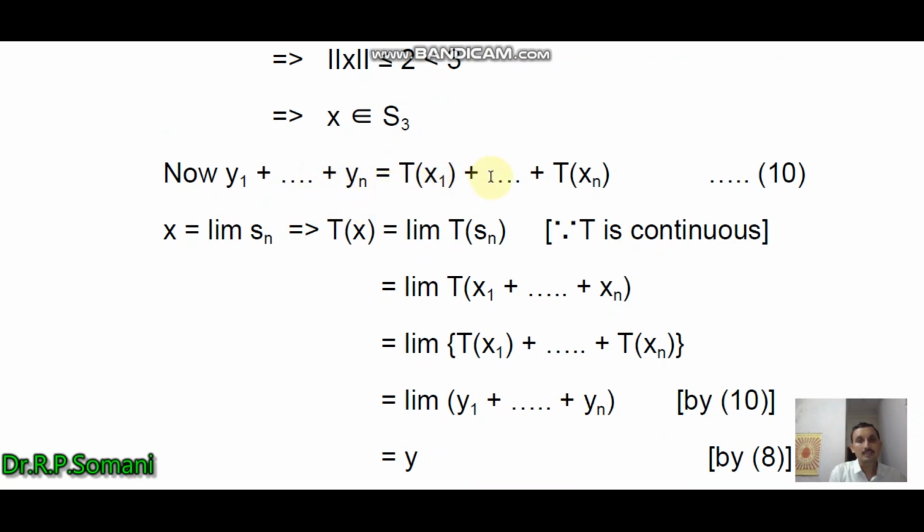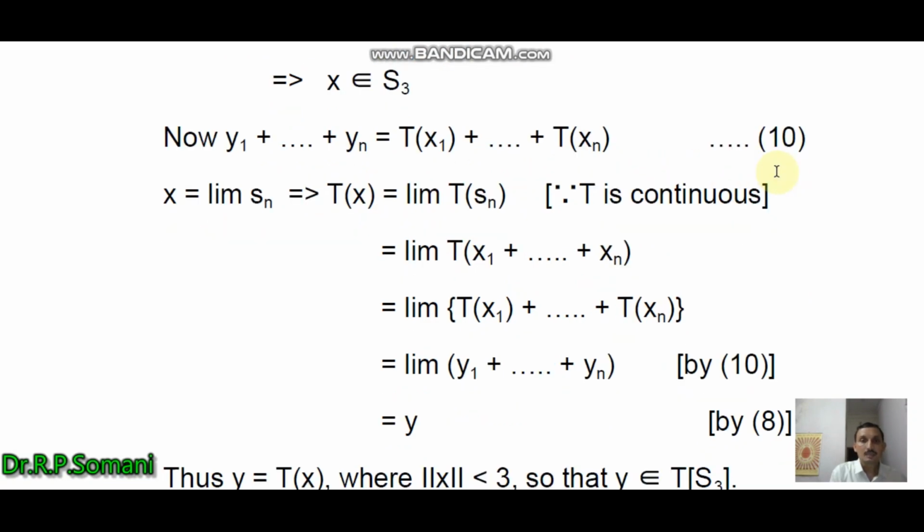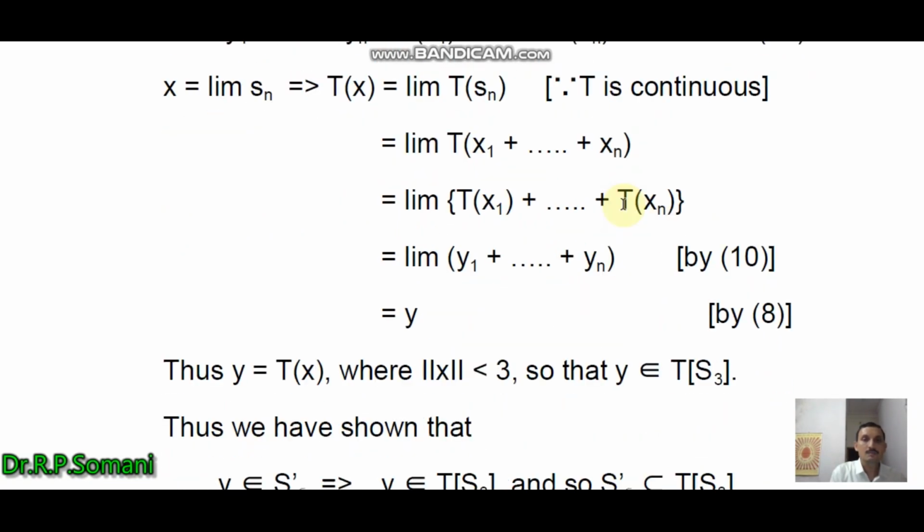Now y1 plus y2 plus so on plus yn equals Tx1 plus Tx2 plus so on plus Txn, equation number 10. Then x equals the limit of Sn, and this implies Tx equals the limit of T Sn because T is continuous. So this becomes the limit of T(x1 plus x2 plus so on plus xn), and because T is linear, we can open this as the limit of Tx1 plus Tx2 plus so on plus Txn, and then by equation 10 we can write this as the limit of y1 plus y2 plus so on plus yn, which equals y.